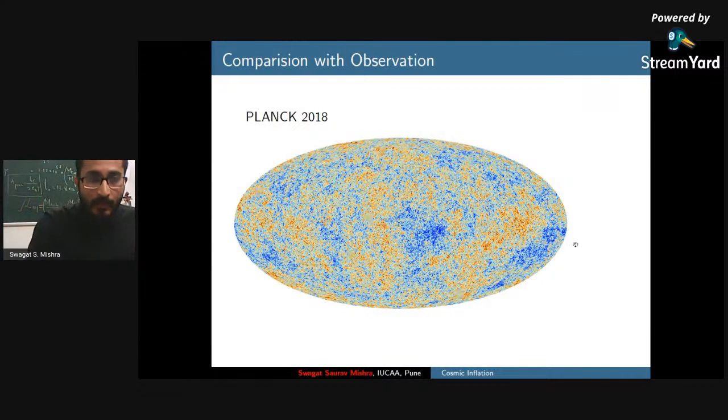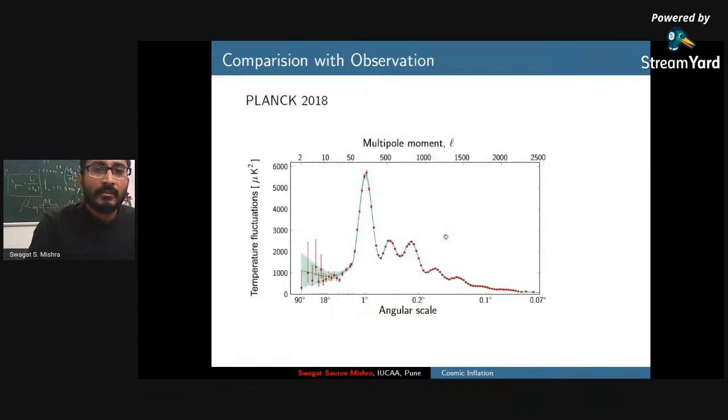If you calculate that and plot how many of them there are as a function of their angular size, with a big angular size here and a small angular size here, you see that the number oscillates. So there's a pattern to how it should be, and the green line here is the prediction by inflation, while the red dots are the data, and you can see the match. So these are predictions of inflation which have been verified by observation.